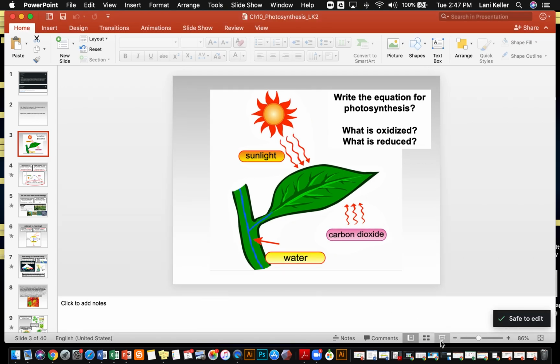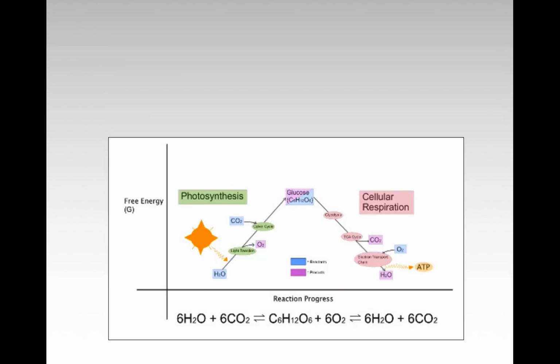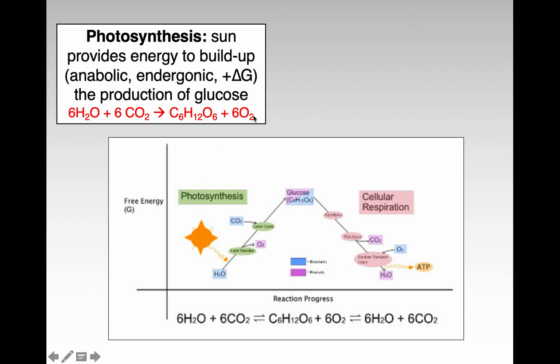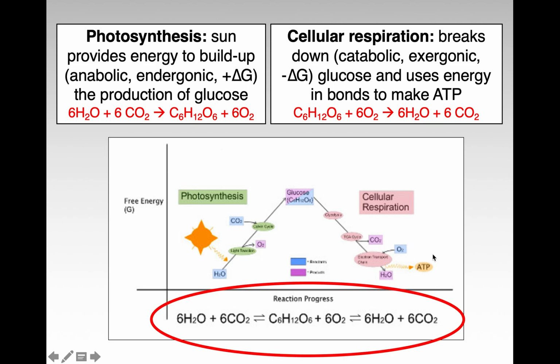Photosynthesis whirlwind tour. You should be able to write the equations for photosynthesis and tell me what is oxidized and what is reduced. So remember, photosynthesis, we are building things up. This is anabolic, endergonic, positive delta G. We're making glucose. Cellular respiration takes that glucose and breaks it down. That is catabolic, exergonic, negative delta G, and we get the creation of ATP production.